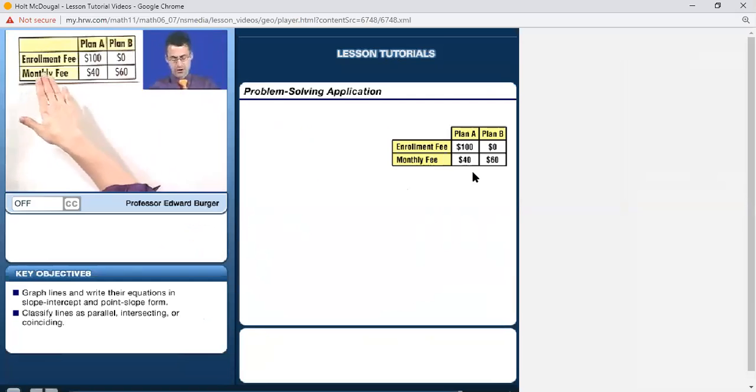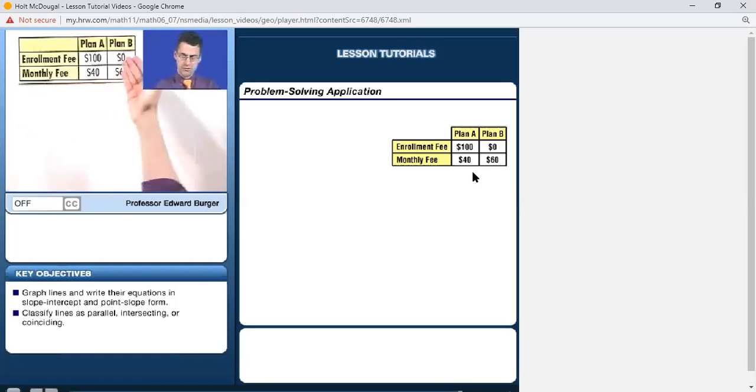Plan A requires me to pay an initial enrollment fee of $100 and then a monthly fee of $40. Sounds pretty good. Whereas Plan B has no enrollment fee, but I pay $60 per month.